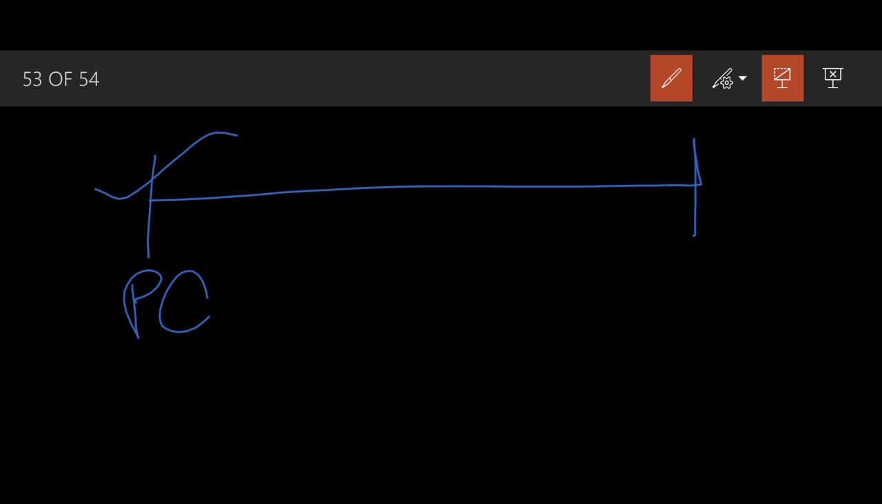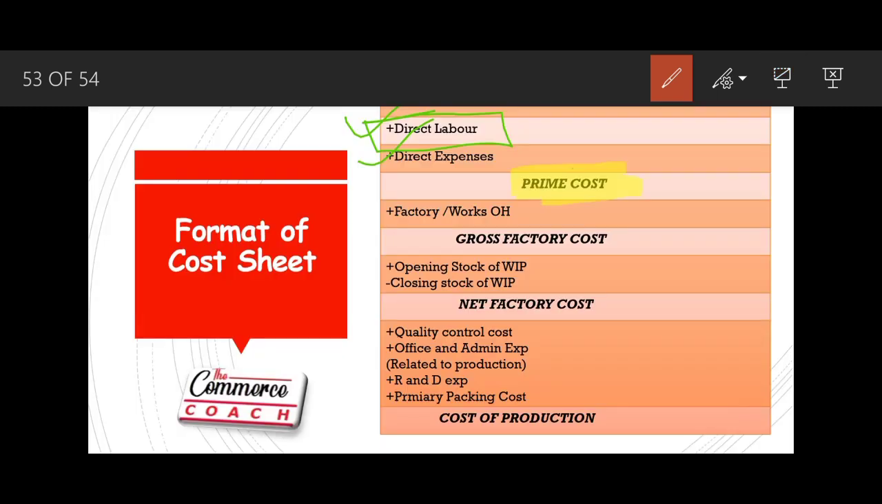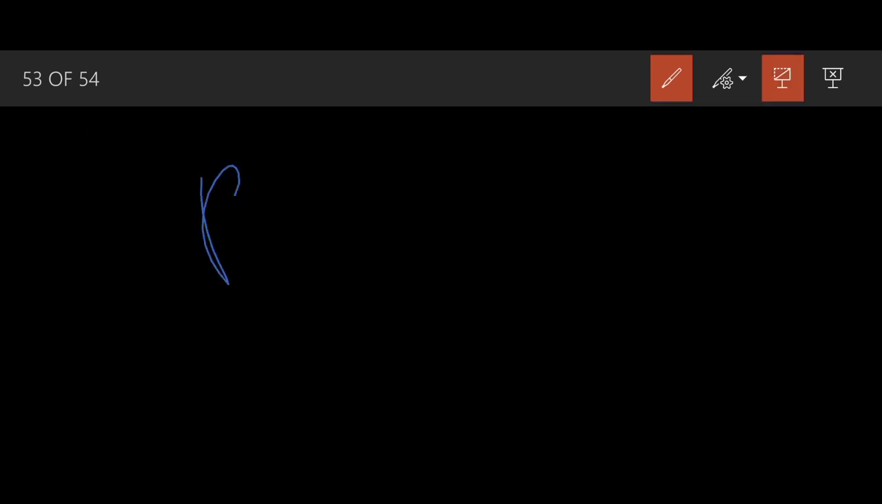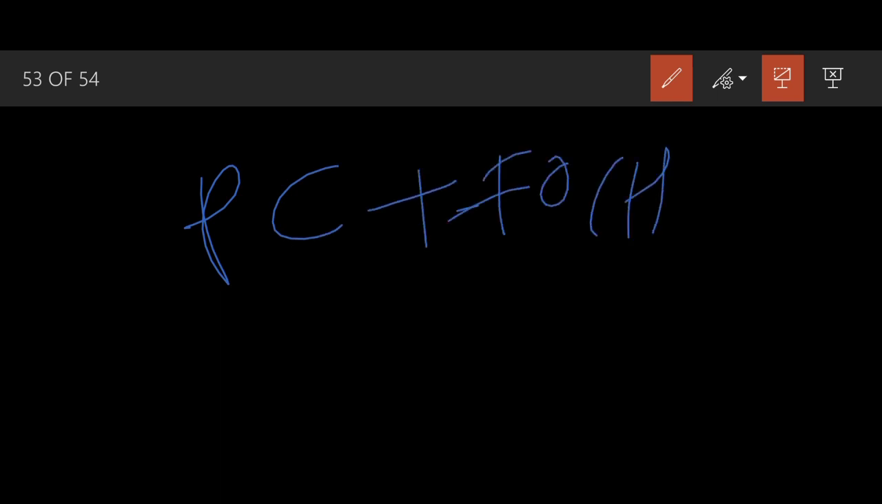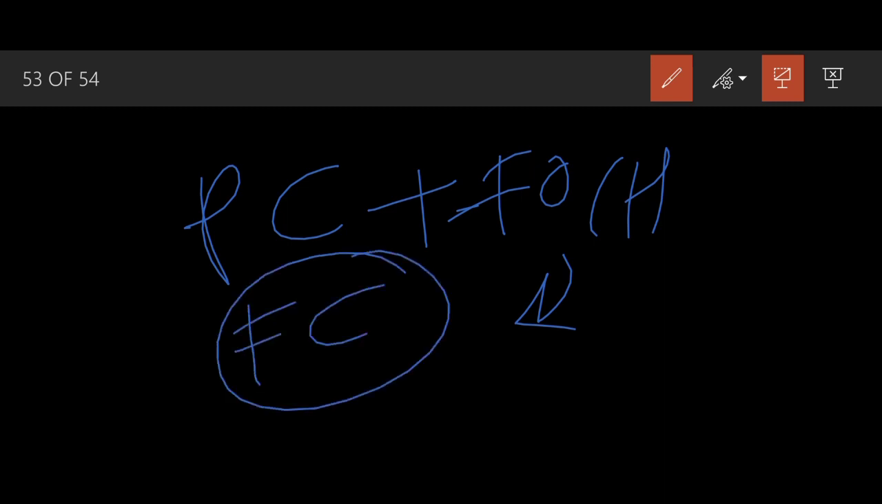So prime cost is the cost that we will be incurring at the very first level in the production activities or the stages. Now if we add factory overhead or works overhead, you can call it with both names, then we will be getting gross factory cost. Now once you get the prime cost, if you add factory overhead into this prime cost, you will be getting factory cost. Now a question arises.